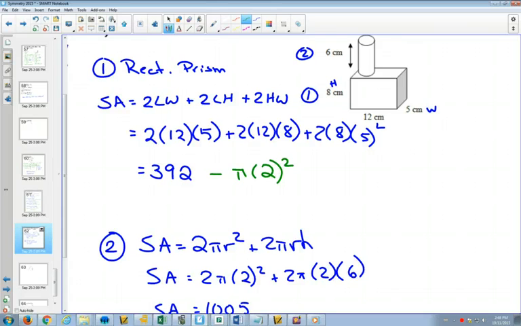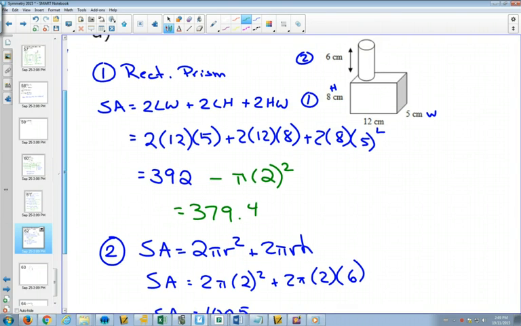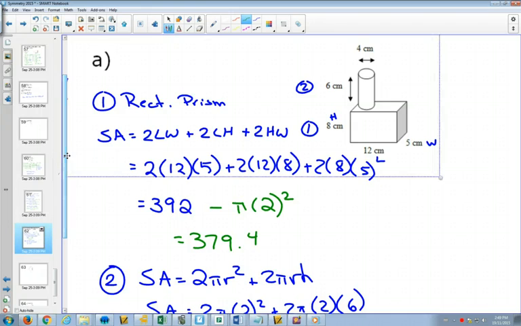So I go to my calculator, I take 392, and I subtract pi times 2 squared. And now I get an answer of 379.4. So we have the diameter because it's telling us that it's 4 all the way across there. Yeah, and then the radius is going to be half of that.